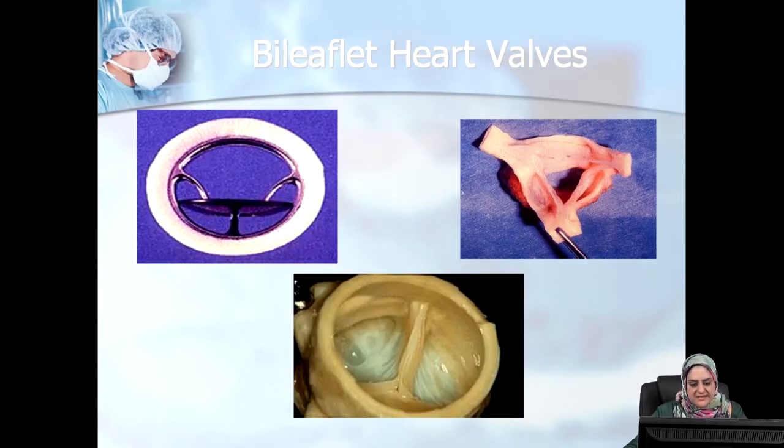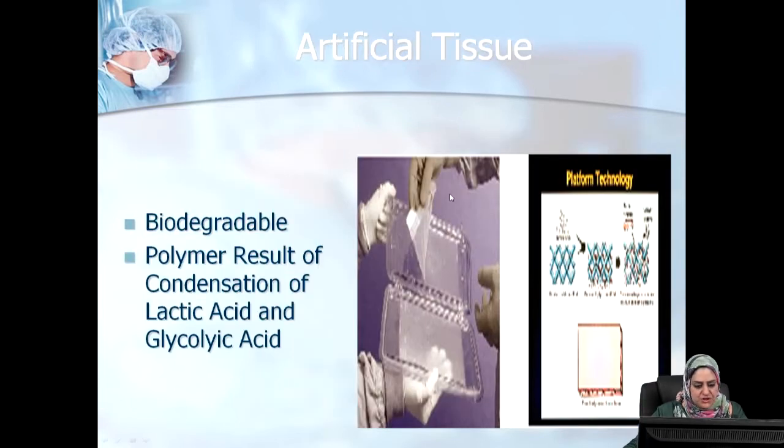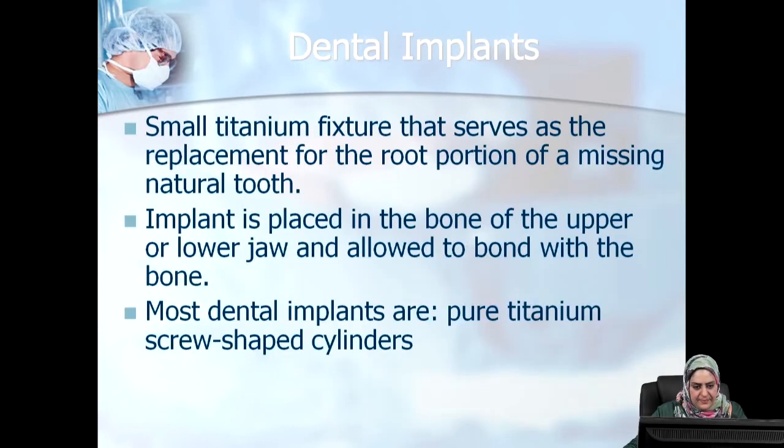The tilting disc heart valve is the most widely used. The following figure represents the application of the artificial heart valve in the human. Artificial tissue: a biodegradable polymer, the result of the condensation of lactic acid and glycolic acid.